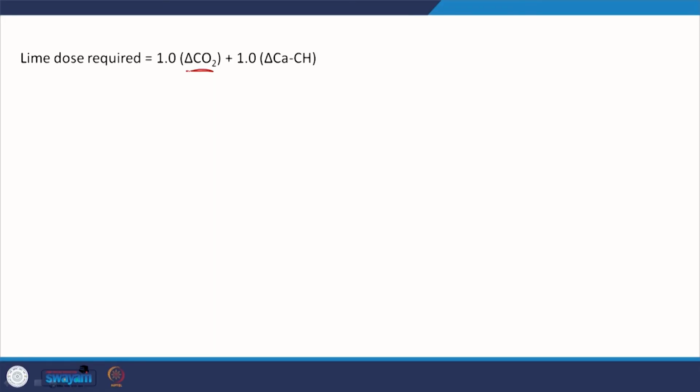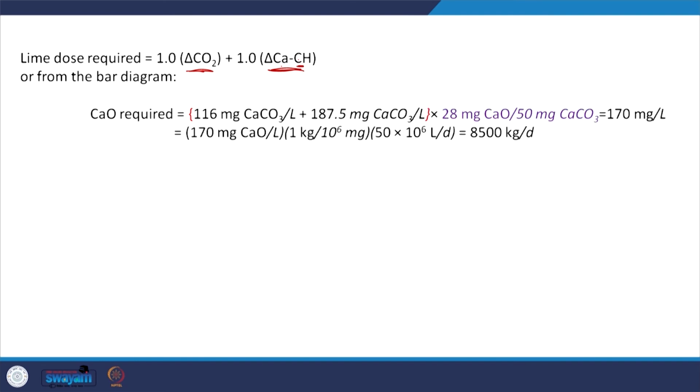So the lime dose required is for carbon dioxide and, for this particular case, the calcium hardness associated with the carbonates, right? From the diagram, expressed as CaCO3, we have the carbon dioxide or H2CO3 concentration and the calcium carbonate hardness, or the calcium concentration. And it looks like in the question they were asking about CaO, not slaked lime. So to be relatively sure, we are calculating it in terms of CaO.